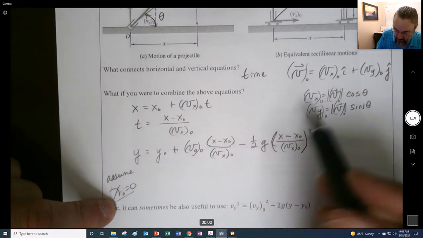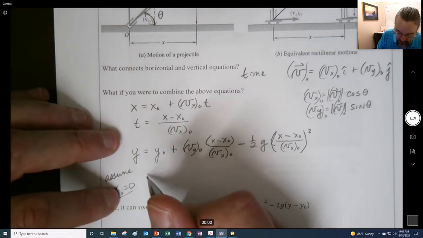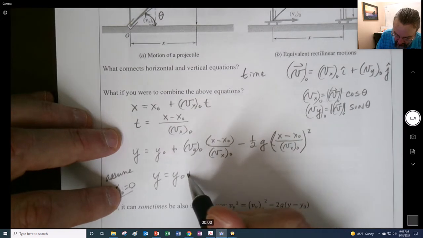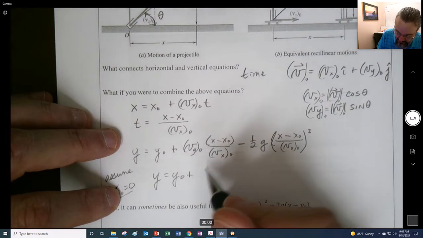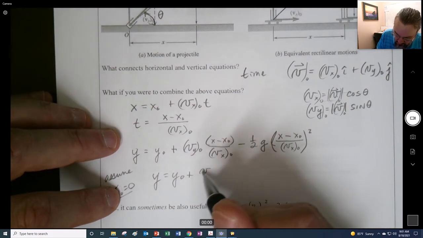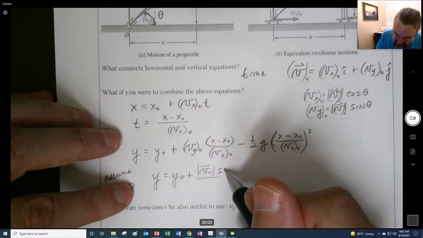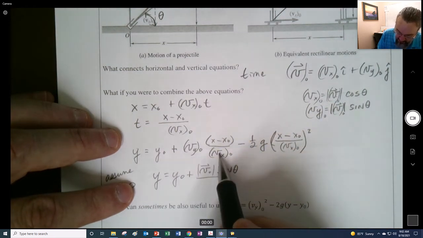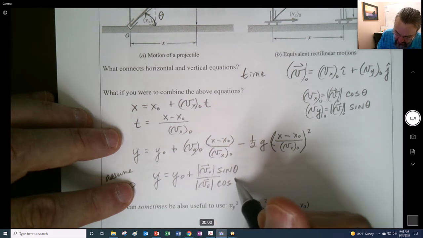And we can also replace these ideas right here, right? So then we can say, why not right there? Plus, let's put this in here, the initial velocity. I don't want to write all of it out, but I guess I will. Times the sine of theta, right? And then underneath we have the initial velocity times the cosine of theta.